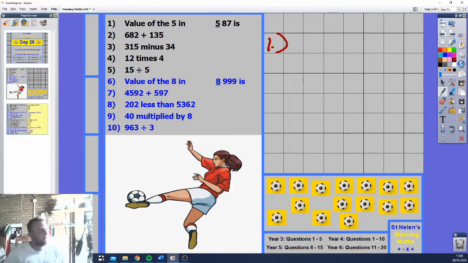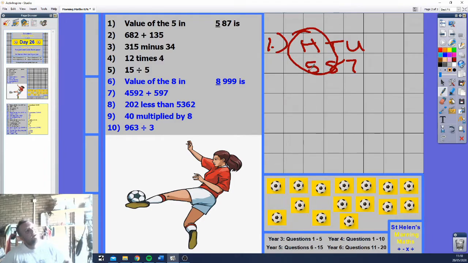That's quite clear. Right, we have the value of 5 in 587. So we write 587. We put our hats and caps above: units, tens, hundreds. And we circle the number that we are looking at. And it is 5 hundreds.